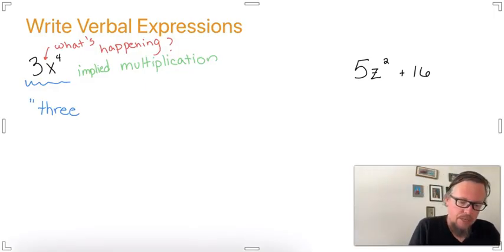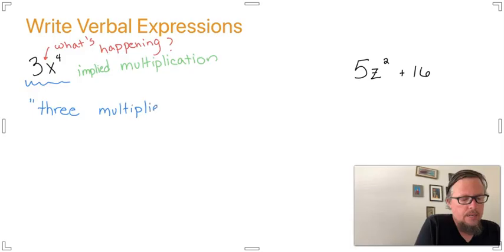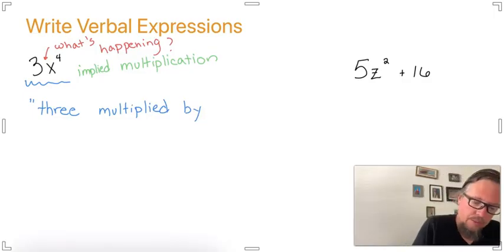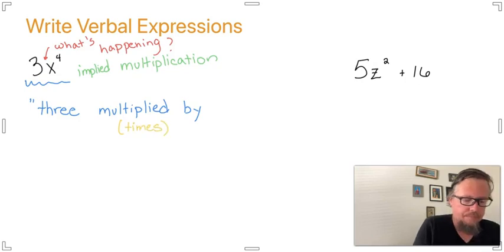Okay, so after the 3 is multiplication. So we'll say 3 multiplied by. Or you could say 3 times if you like. That would be all right too. In fact, let's put that on there. We could also do 3 times instead of multiplied by.